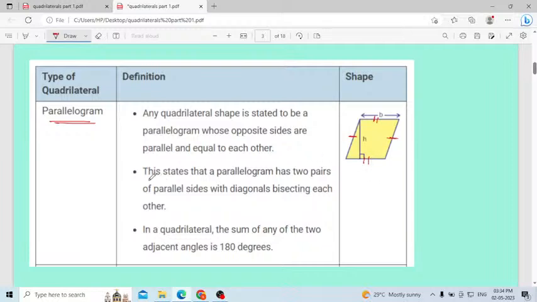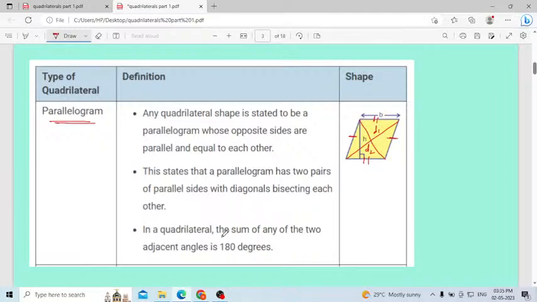Okay. Then this states that a parallelogram has two pairs of parallel sides. Yes, this is one pair, this is the second pair. A parallelogram contains two pairs of parallel sides, with diagonals that bisect each other. Yes, this is the diagonal, they will bisect each other. See, if I draw the diagonal here, this is diagonal 1, then this is diagonal 2. These two diagonals will bisect each other. They will intersect, otherwise they bisect each other.